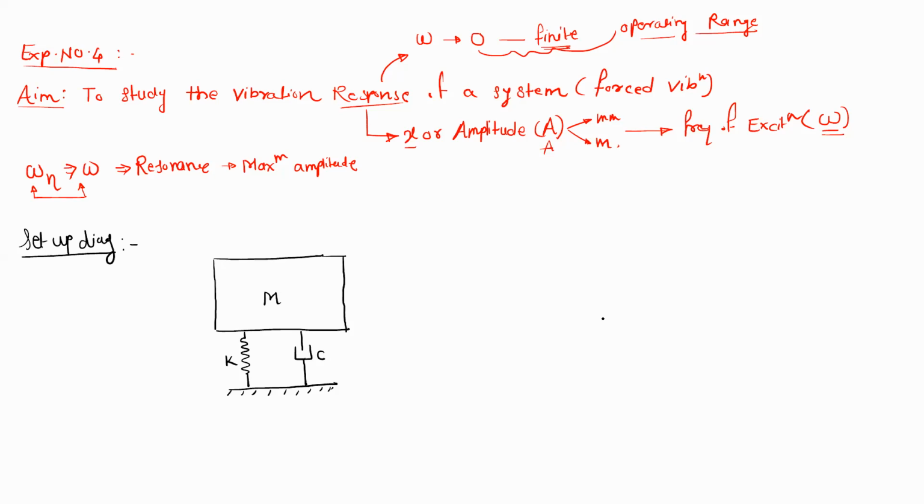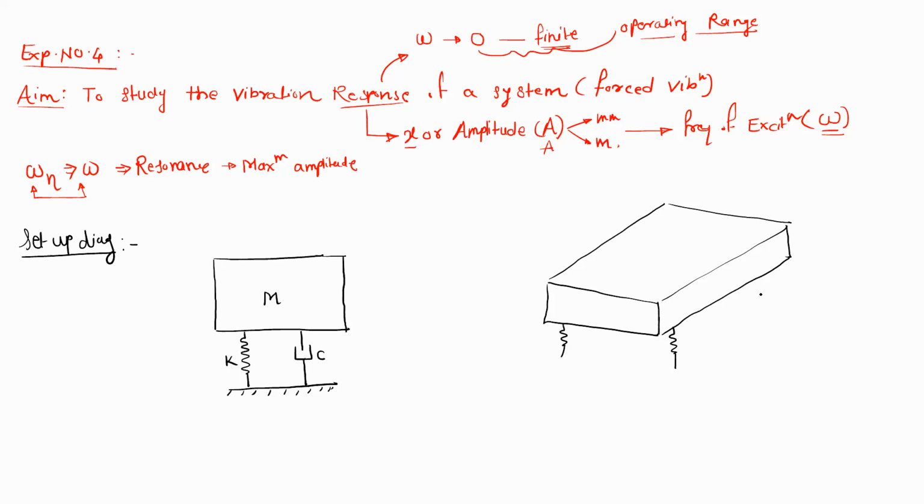Maybe in forced vibration, I have shown what a vibratory platform or vibratory conveyor is. Generally, a vibratory conveyor consists of a platform, which is generally used for material sorting. So this is the vibratory platform, and it is supported on these springs.